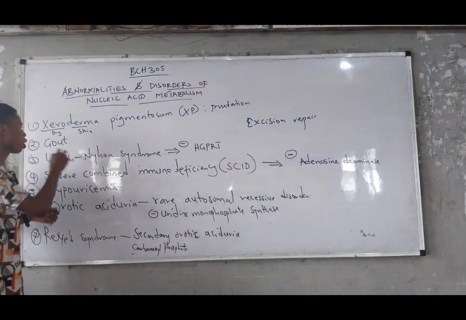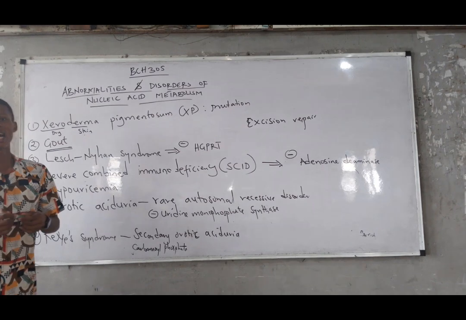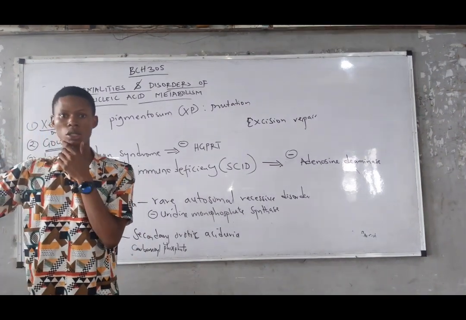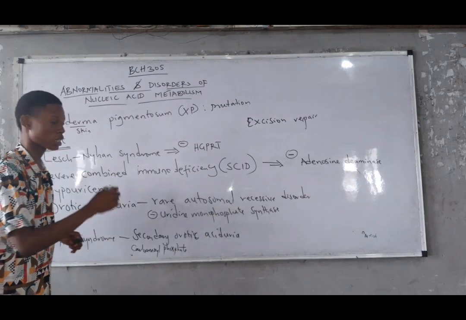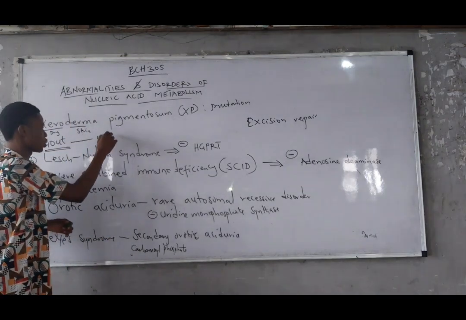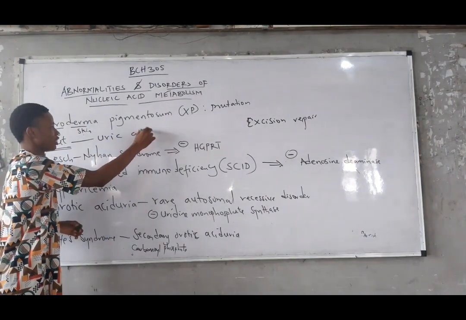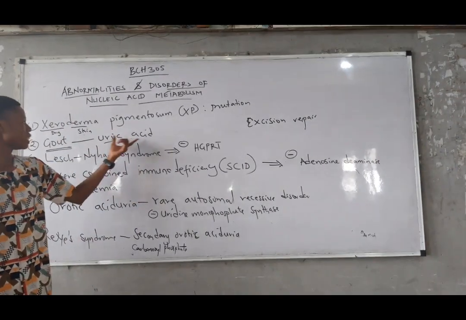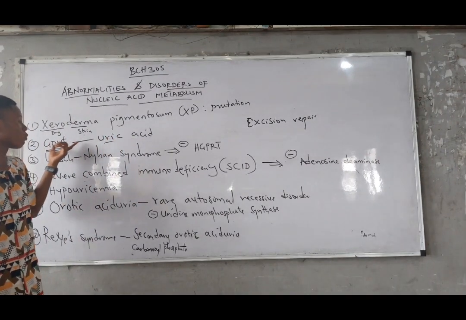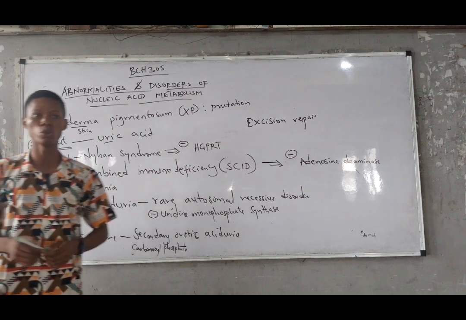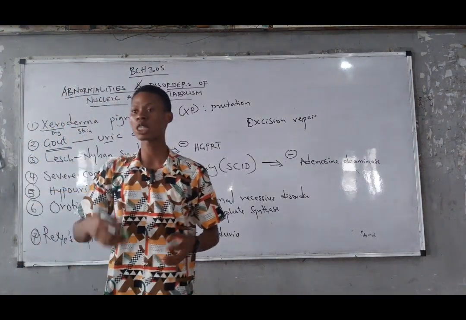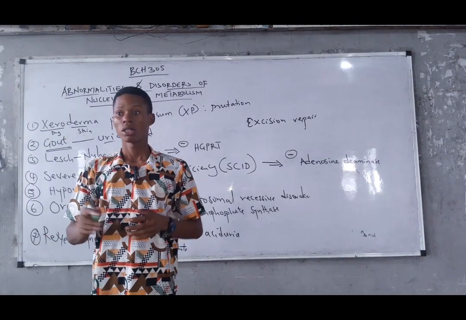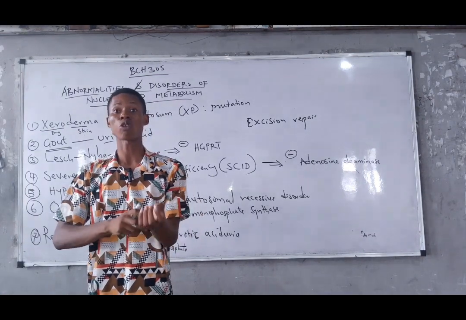So the second one is gout. Now we said the end product of the breakdown of purine is what? Uric acid, right? Uric acid is the end product of purine breakdown. Now this uric acid, is it sparingly soluble or very soluble? Sparingly soluble, right? So it can accumulate.